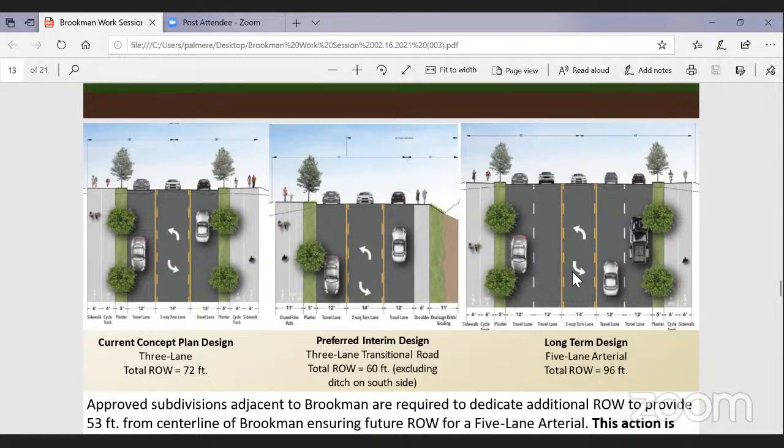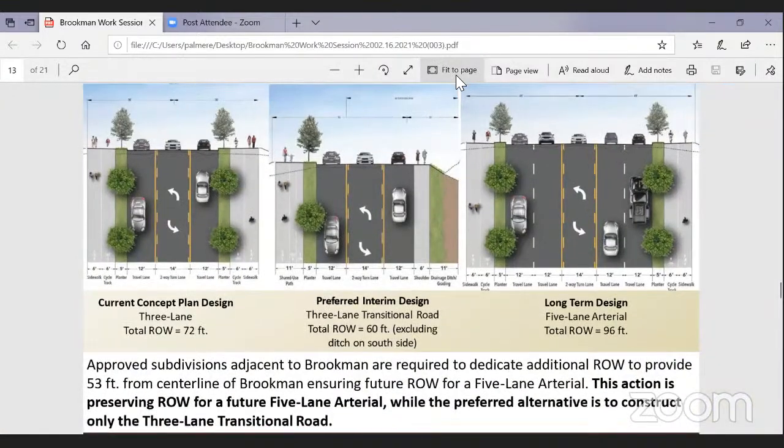And what we're doing now, through our work with the subdivisions that are being developed along Brookman, is making sure that we get enough right-of-way for a future 5-lane arterial, because ultimately that is the future vision for Brookman. But by preserving the right-of-way for the 5 lanes, we can ensure that the 3-lane transitional road can be built with the right-of-way that we acquire.